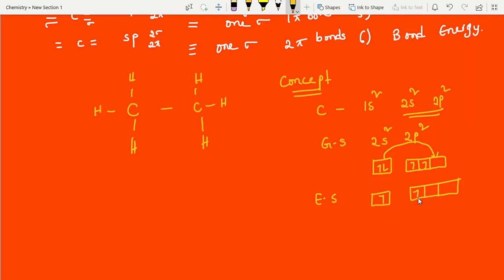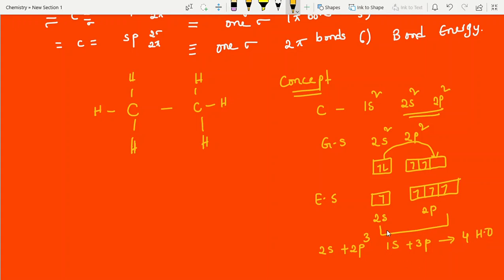3 unpaired electrons here, 1 unpaired electron. This is 2s, this is 2p. These 4 are involved in hybridization: 2s orbital plus 2p orbitals. 2p how many? 2p3, right? So finally 1 s orbital and 3 p orbitals are involved in hybridization. We will get 4 hybrid orbitals.